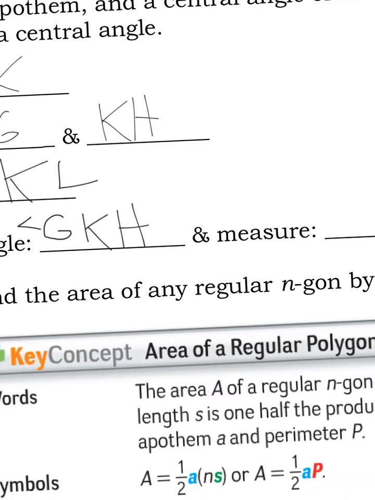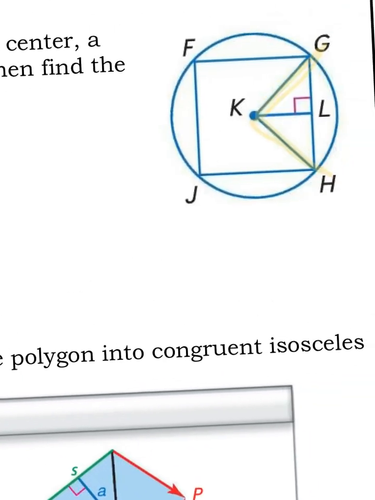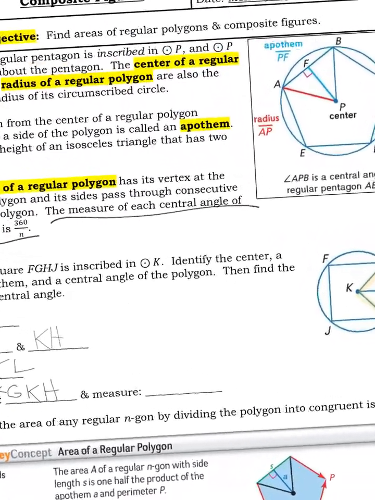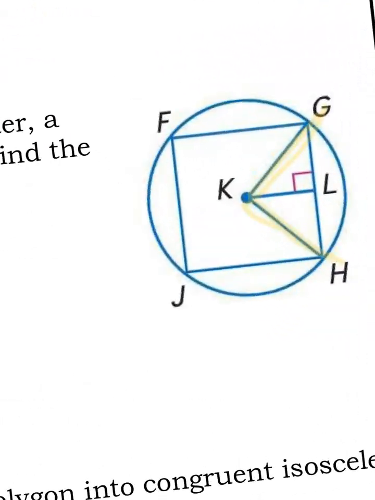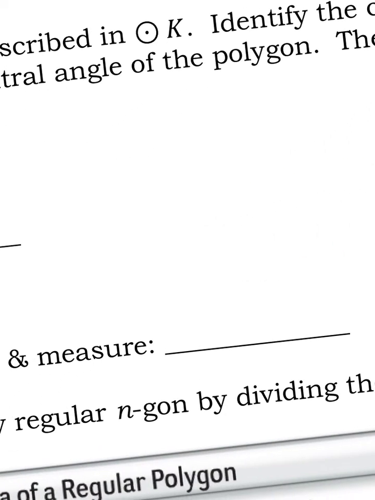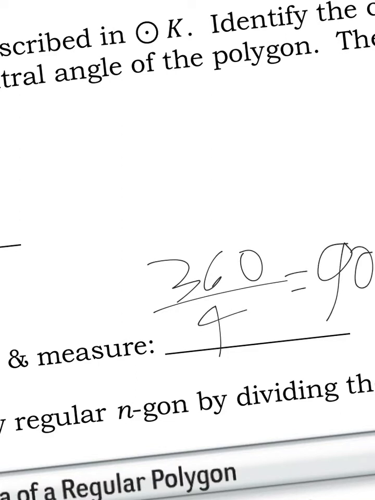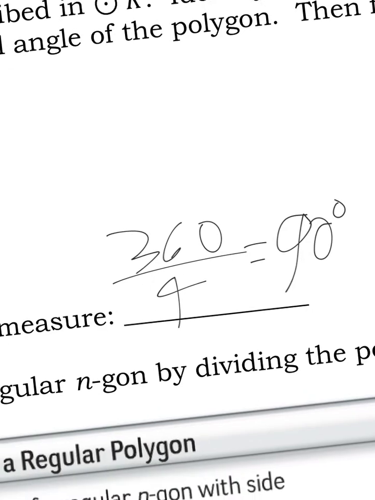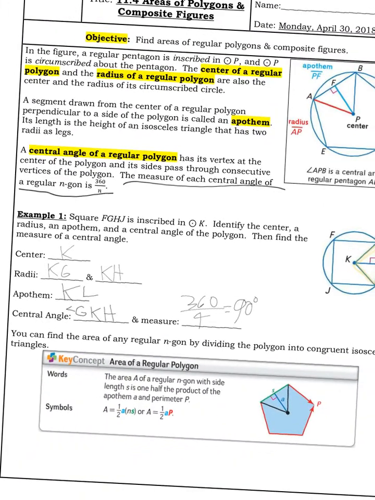Alright, next I'm going to go over the measure of the central angle. So the little formula was 360 divided by n, n being the number of sides. I see this is a square, so it's 4 sides. So I just need to write 360 divided by 4, and my central angle there is 90 degrees, okay? And that's basically all the properties of regular polygons.